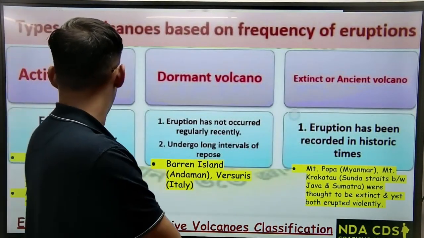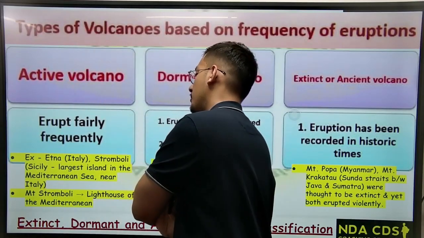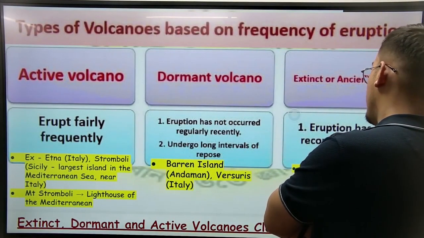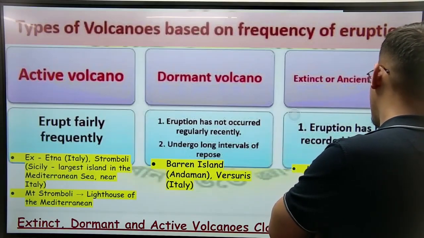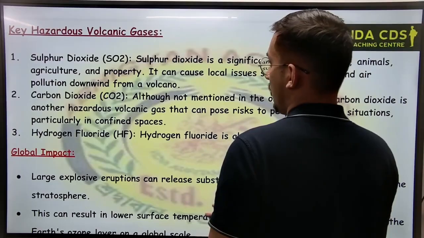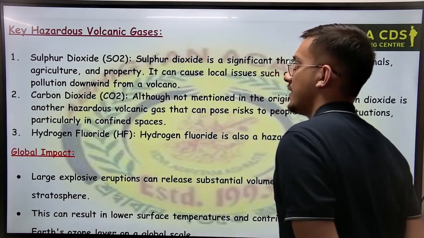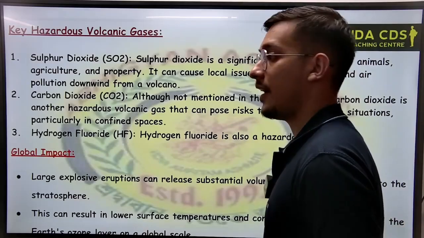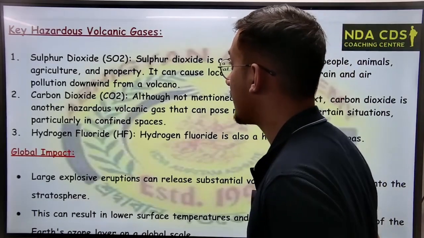So active volcanoes are Etna in Italy, Stromboli in Sicily. Dormant will be Barren Island in Andaman, and extinct will be Mount Popa, Mount Krakatoa. These are extinct. So now we come on to volcanic gases. So we have sulfur dioxide and carbon dioxide and hydrogen fluoride. So these are extremely hazardous.